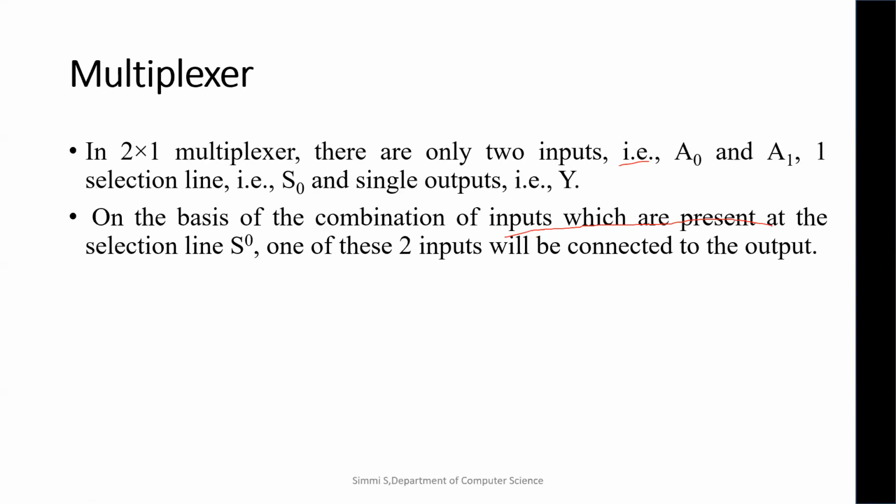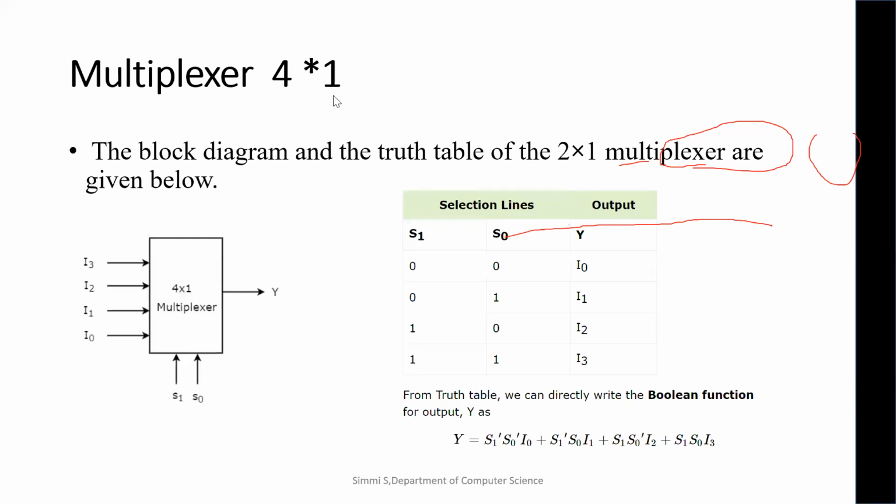Here we are discussing the 2 by 1 multiplexer. 2 by 1 multiplexer means we will have two inputs. Suppose we have A0 and A1 as the inputs. We have two inputs, one selection line S0, and a single output line Y. That is, 2 by 1 means 2 inputs, 1 output. Based on the value at the selection line, one of these two inputs will be connected to the output. Using the figure, it will be easy.